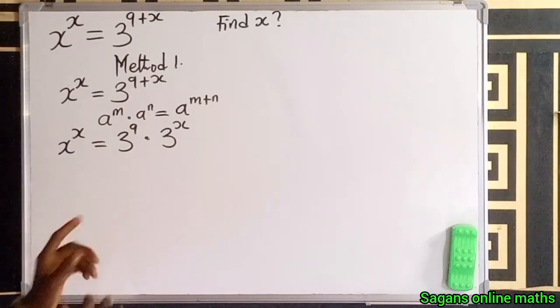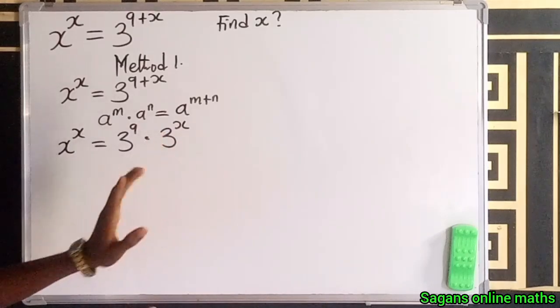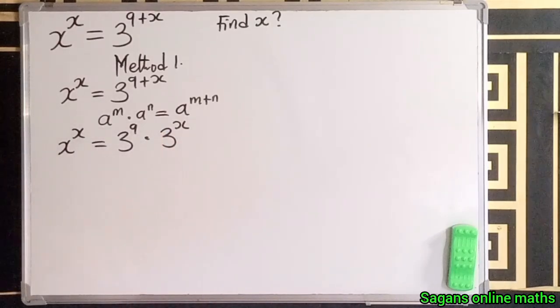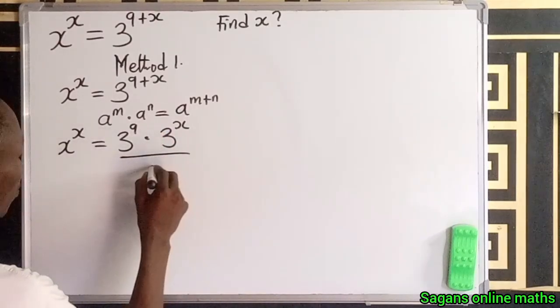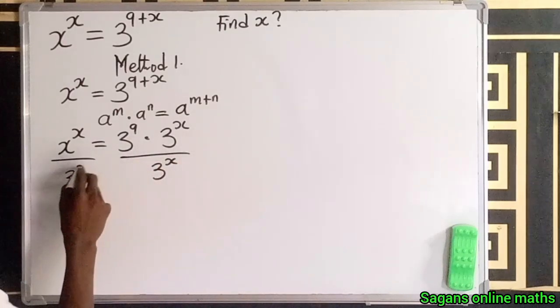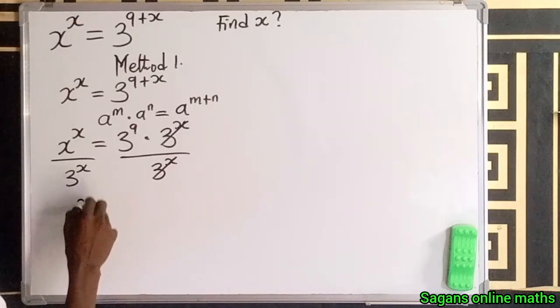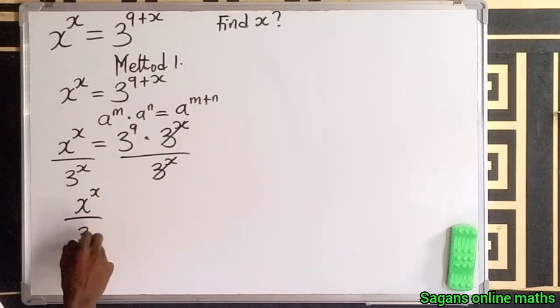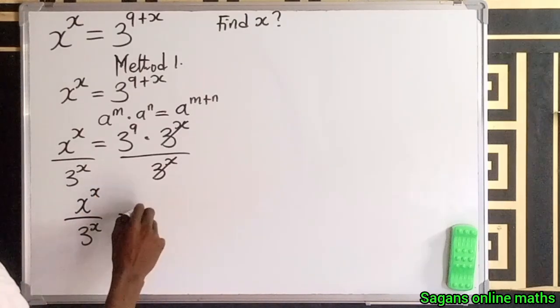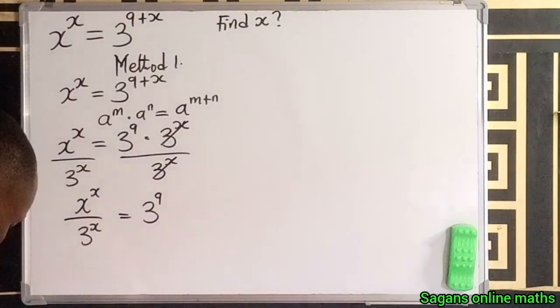Now, what you are going to do, you are going to remove this 3 to the power of x from our right hand side. So for us to remove it, you have to divide both sides by 3 to the power of x. So if we divide here by 3 to the power of x, also divide this by 3 to the power of x. Now this will cancel out this, as you can see. So you are left with x to the power of x divided by 3 to the power of x equals 3 to the power of 9. Okay.